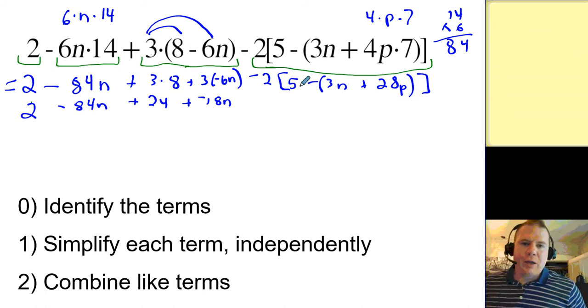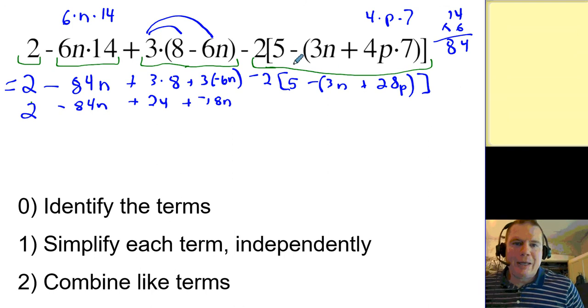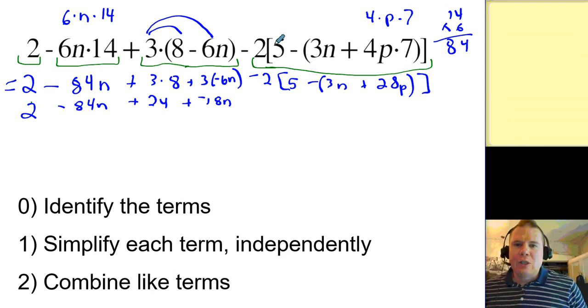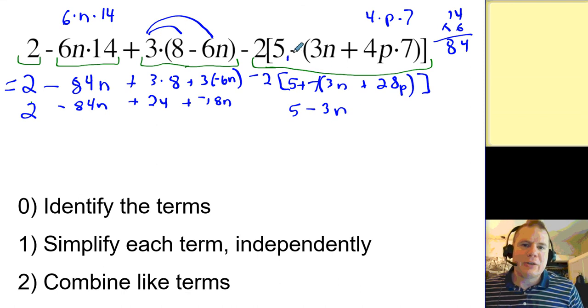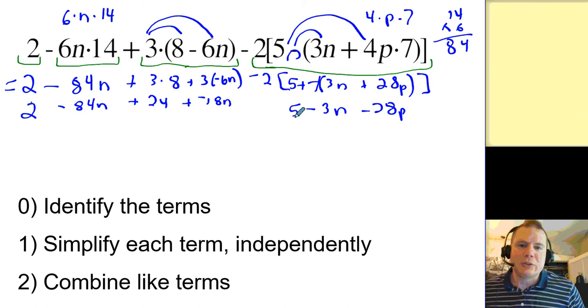Now, it might look like I have 3 terms here, but this minus is kind of sneaky. Just like the 3 had to be distributed, this minus also has to be distributed, right? Minus could be thought of as plus a minus 1. That negative applies to the 3n, and that negative applies to the second term, the 28p. I have to distribute that negative in order to get rid of these parentheses and just have 3 distinct terms here.